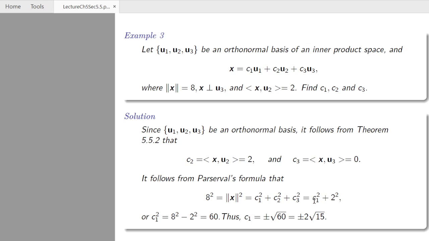Then we want to find C1 squared, so we move this term to the left, and we get C1 squared equal to 8 squared minus 2 squared. 8 squared is 64. 64 minus 4 is 60. So we get C1 squared equals 60. That means there are two possibilities for C1: C1 equals positive square root of 60 or negative square root of 60. So in this way, we got the values for C1, C2, and C3.